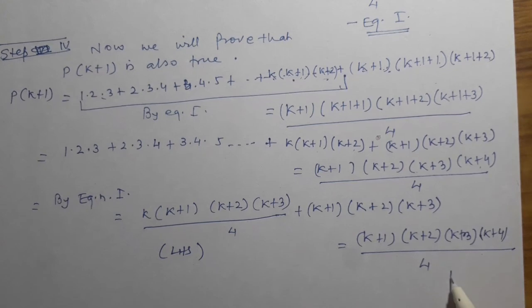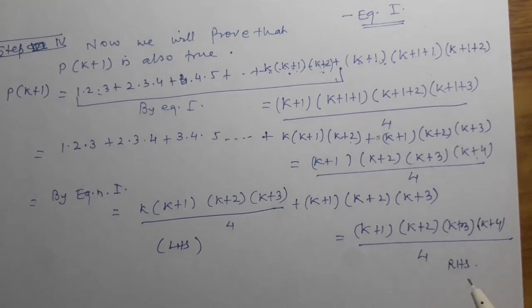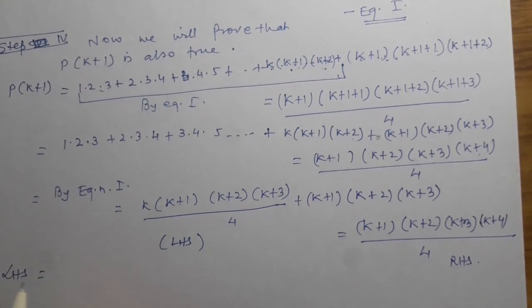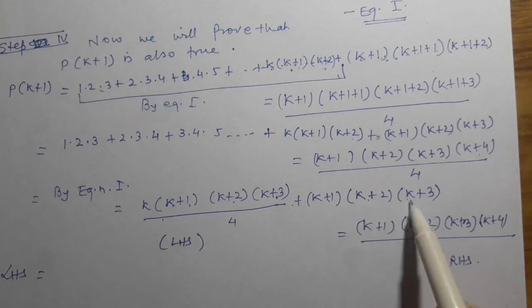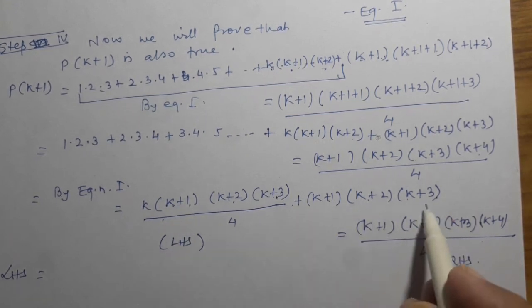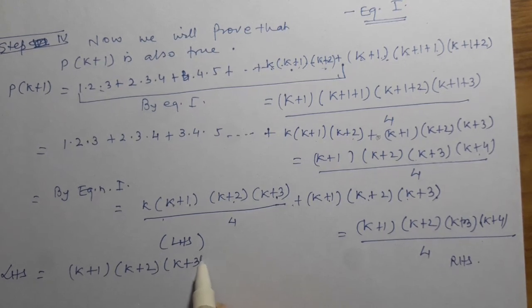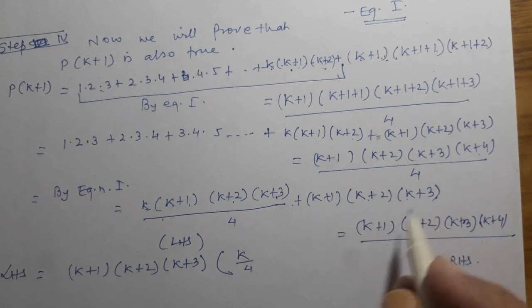So this part became LHS, and this part became RHS. Now we shall solve LHS to make it equal to RHS. So LHS equal to this one. What we see here, k plus 1, k plus 2, k plus 3 is also in this term. So this we shall take common. So k plus 1, k plus 2, k plus 3 I have taken common. So what happened? This k is left here, k by 4, and this becomes 1.